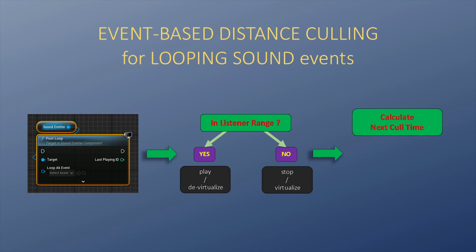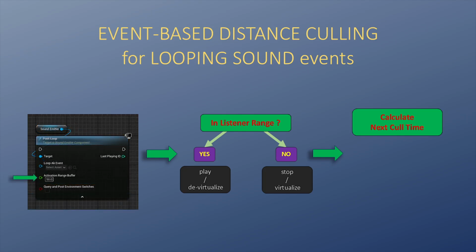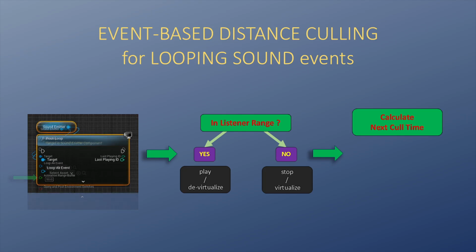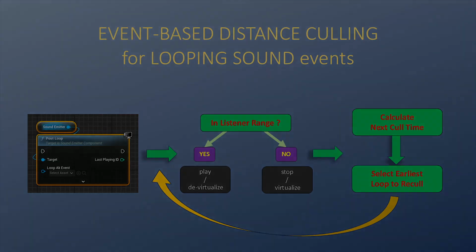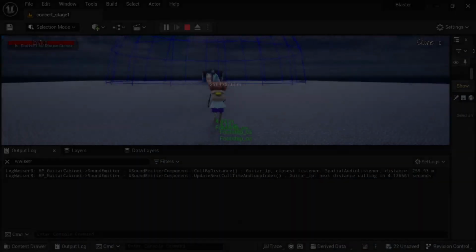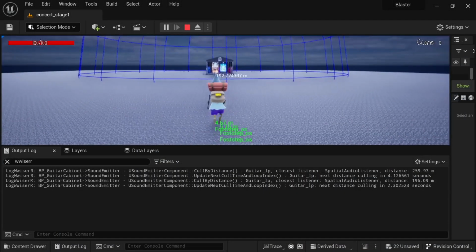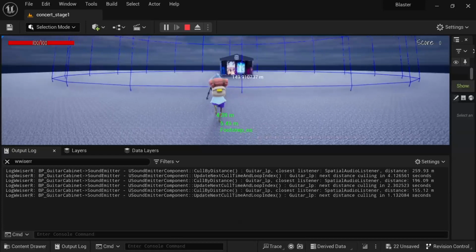It estimates the attenuation distance of the corresponding event plus the buffer set on the post loop node. It then selects the earliest calculated time from any of the looping events posted on the emitter. When that time is reached, it will repeat this process, and virtualize or devirtualize the corresponding loop if necessary. As a result, distance culling happens more frequently when the emitter reaches the critical distance to a listener.